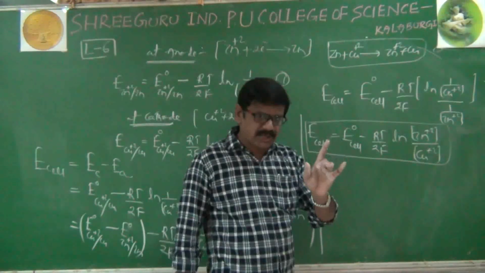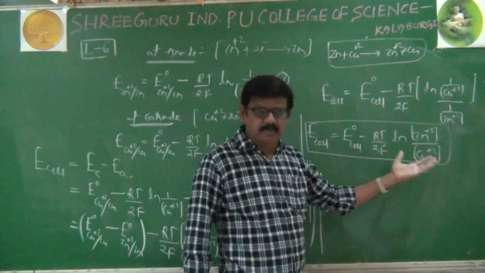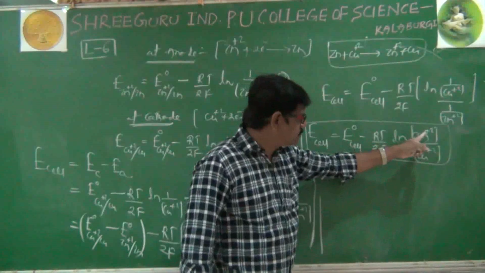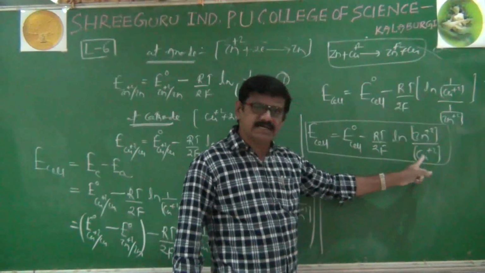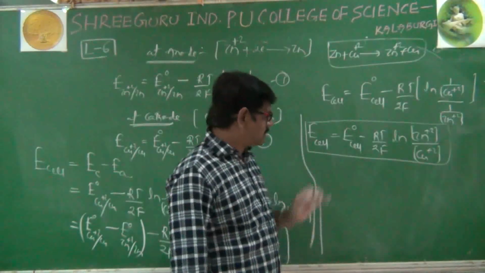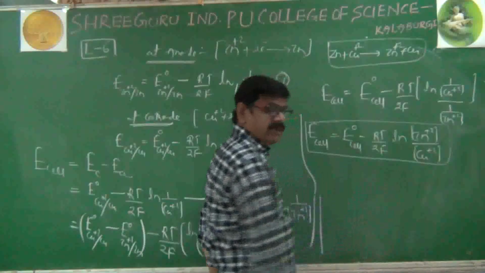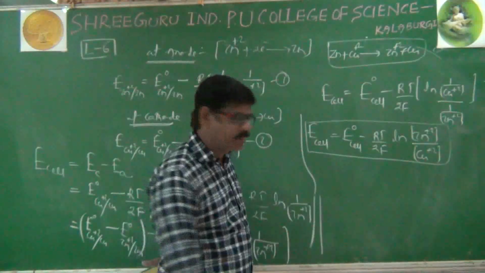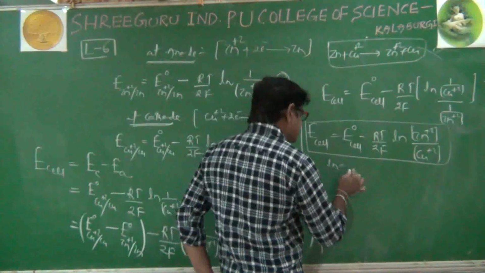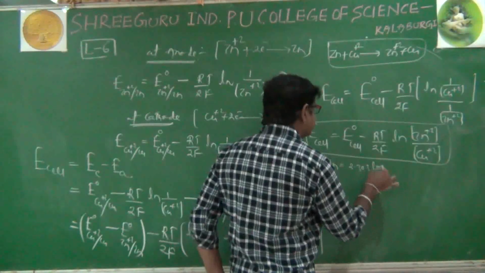For single electrode potential also we have taken product by reactant. For cell potential also the formula is product by reactant. Product means product concentration divided by reactant concentration. Now here one small change we will do, that is this ln will convert into log base 10. That conversion is already known to you. That is, ln is nothing but 2.303 log base 10.